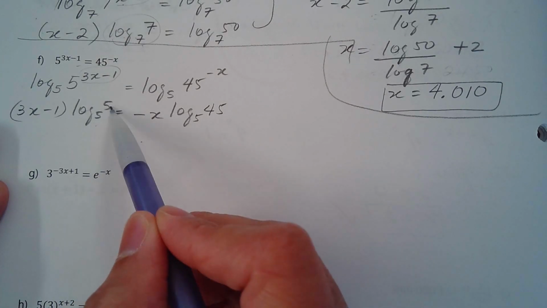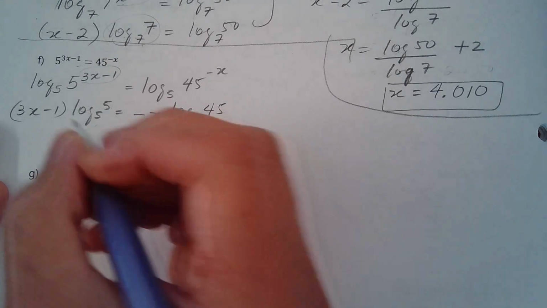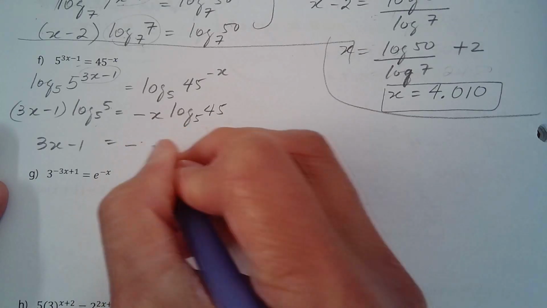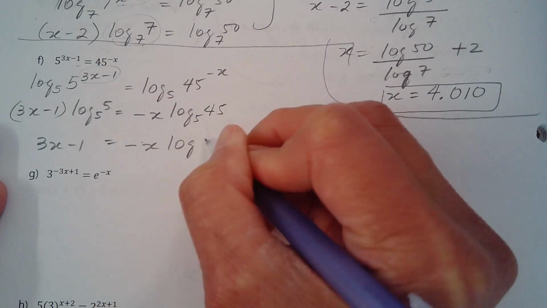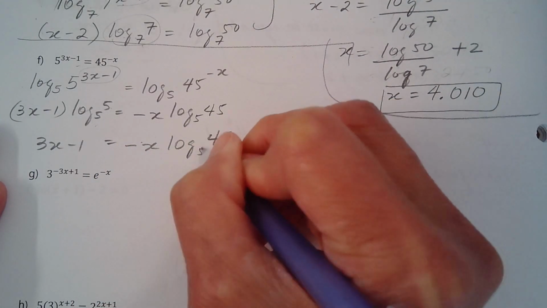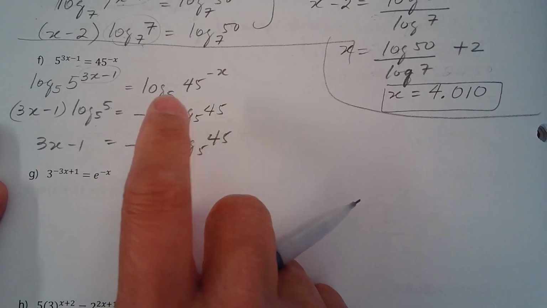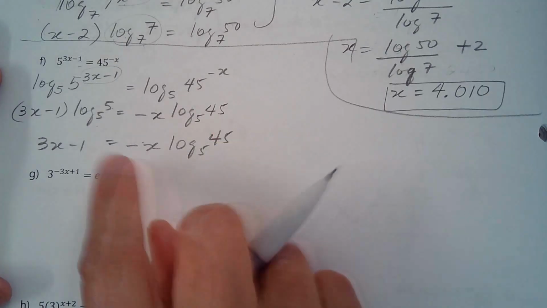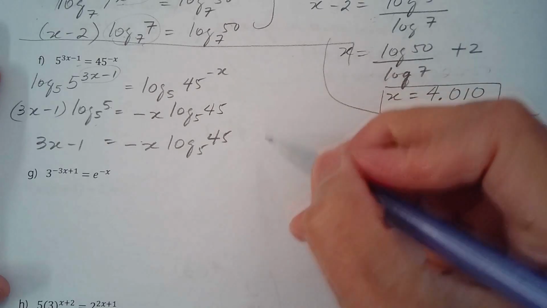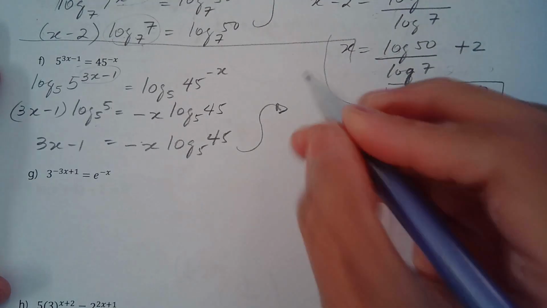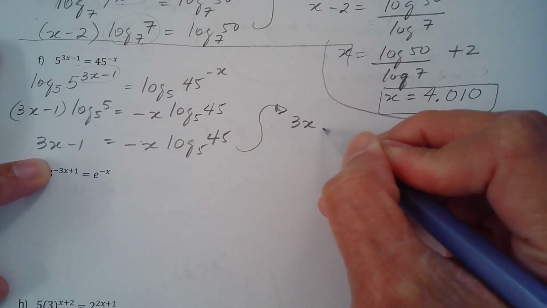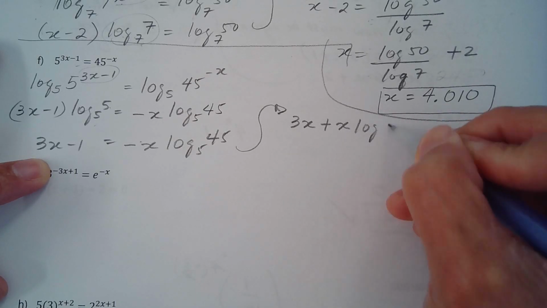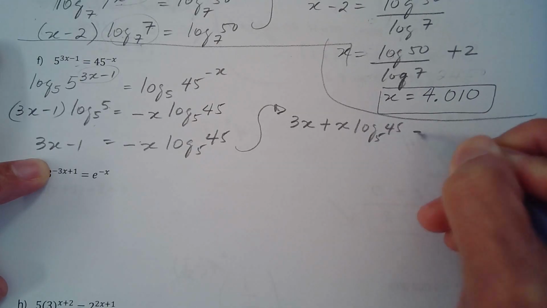Now log of 5 base 5, that's just 1. So we're just left with 3x minus 1 equals negative x log of 45 base 5. Now we're going to bring the terms with the x's on one side and the number on the other side. So it becomes 3x plus x times log of 45 base 5 equals 1.